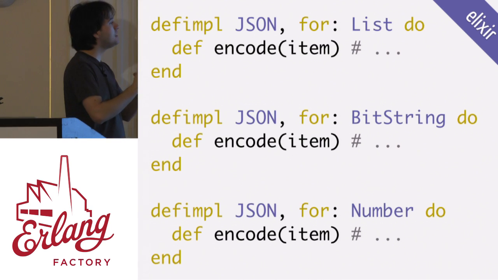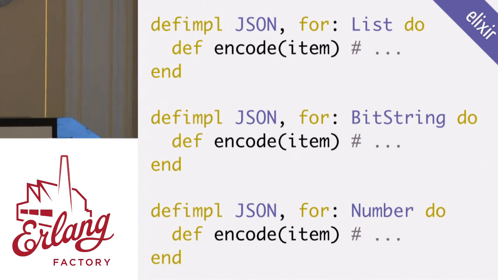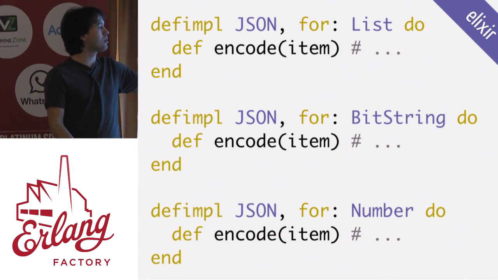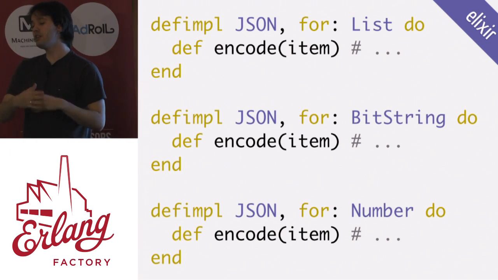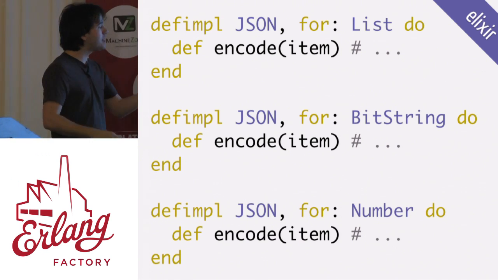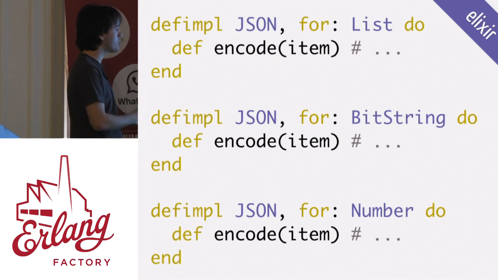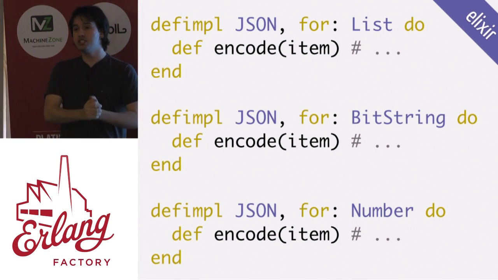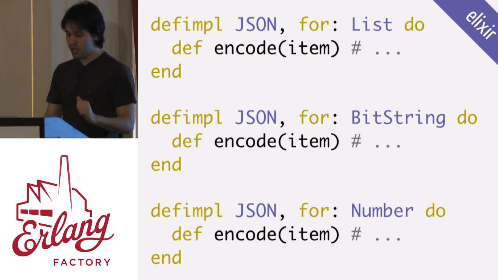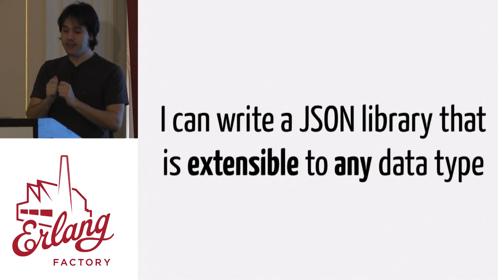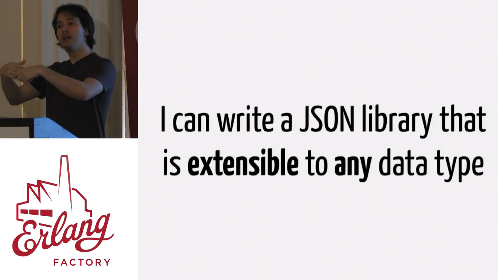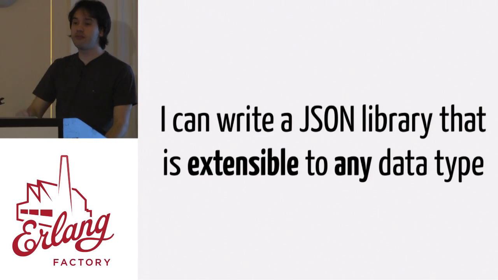implement the protocol for all the native language types. He would say, the implementation of the JSON protocol for lists is going to be this. The implementation of the JSON protocol for bit strings is going to be this other thing. And that's it. Then if someone else in the future has their own data type, like Robert or Joe, they just say, the implementation of JSON for my own data type is going to be this other thing. And at the end of the day, we can write a JSON library that is extensible to any data type, be it a data type existing in the past or a data type that someone defines in the future.